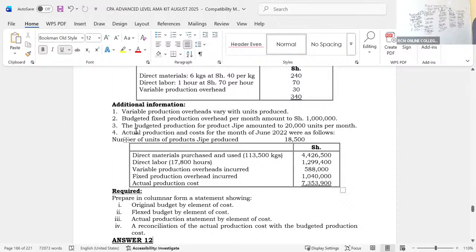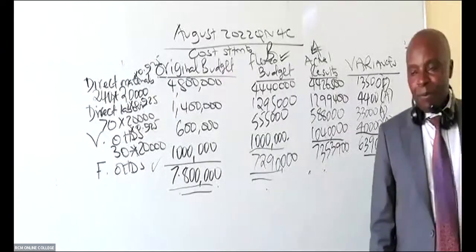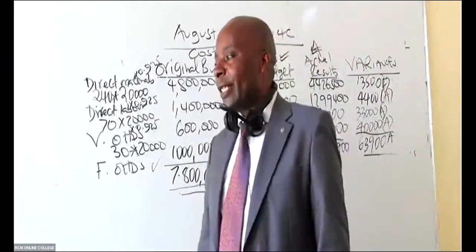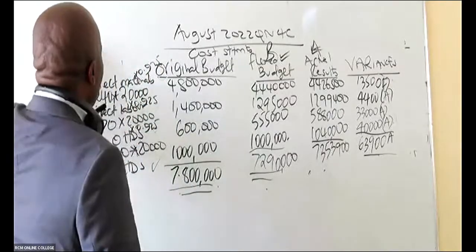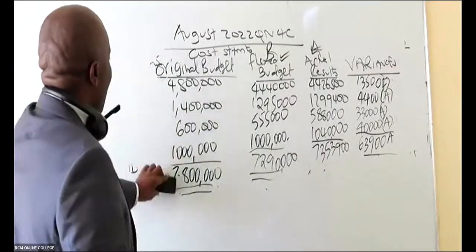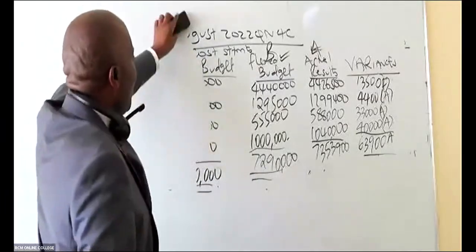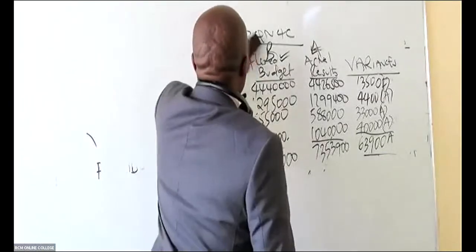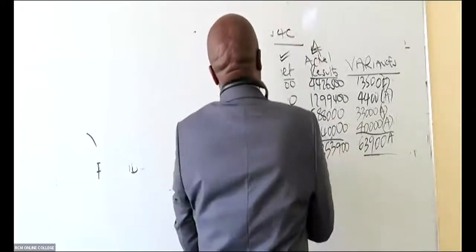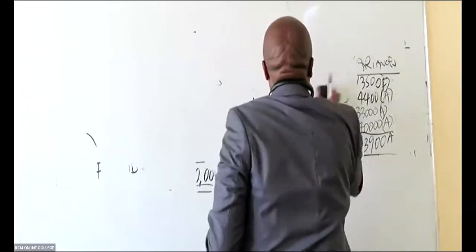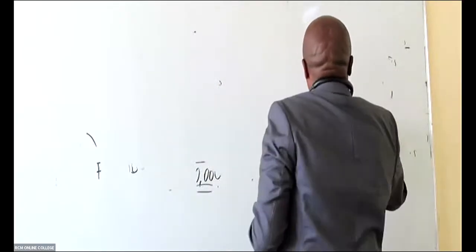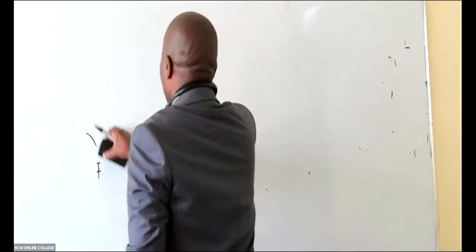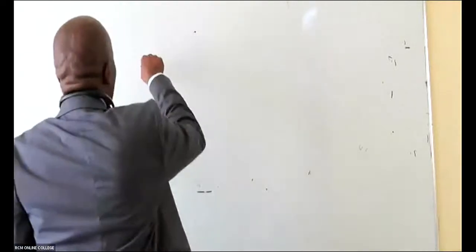We start with the material variances. I don't have to write like that. I know for material variances we have material price and material usage. Let's start with the material price variance. So you write there, material price variance. So material price variance, what do we have?